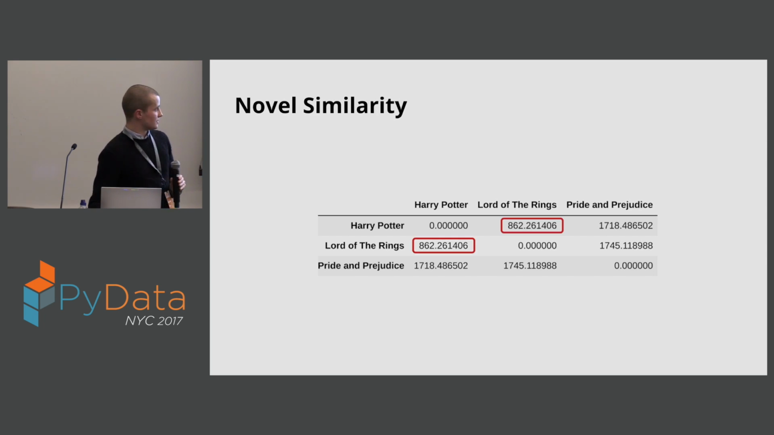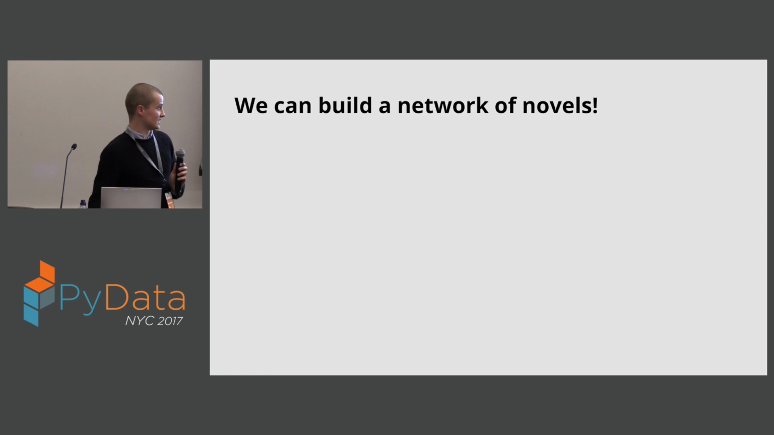So here, with those three novels, we can see that Harry Potter and Lord of the Rings are more similar to each other. They are the more similar pairing. And Harry Potter and Pride and Prejudice, not very similar. Harry Potter and Lord of the Rings, again, not very similar.